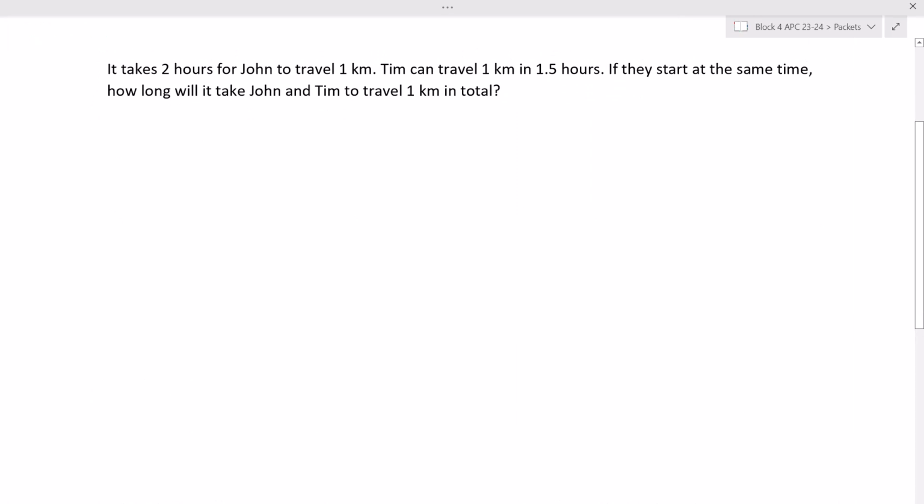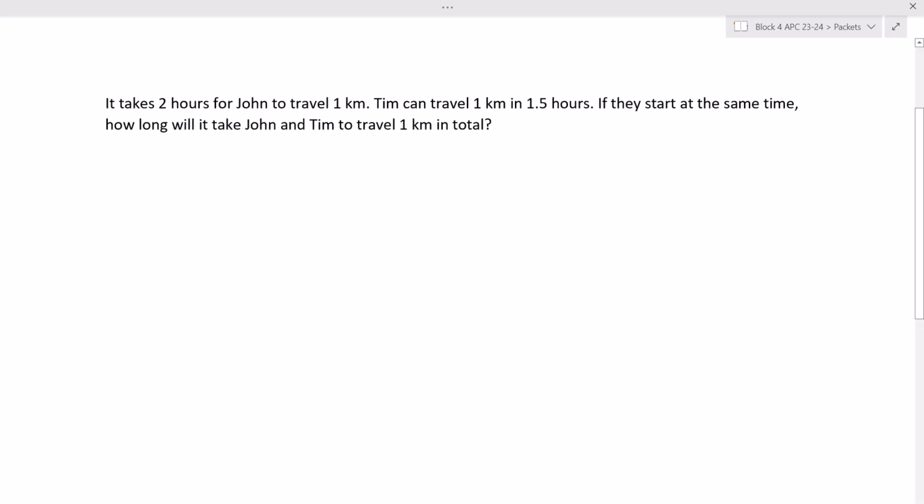On the paper I just gave you, there should be a John and Tim on this. So let's try this problem. Let's try 2 hours for John to travel 1 kilometer, Tim to travel 1 kilometer in 1.5 hours. They start at the same rate. And how long will it take John and Tim to travel 1 kilometer in total?